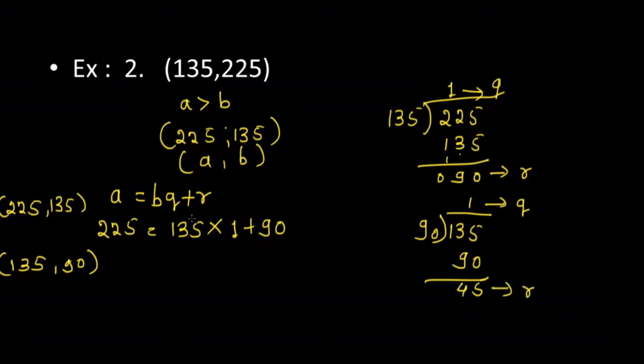So apply the same equation for the division lemma, that is A equal to BQ plus R. So the value of A is here 135 and that equals the value of B, which is 90, times the quotient 1, plus the remainder, 45.